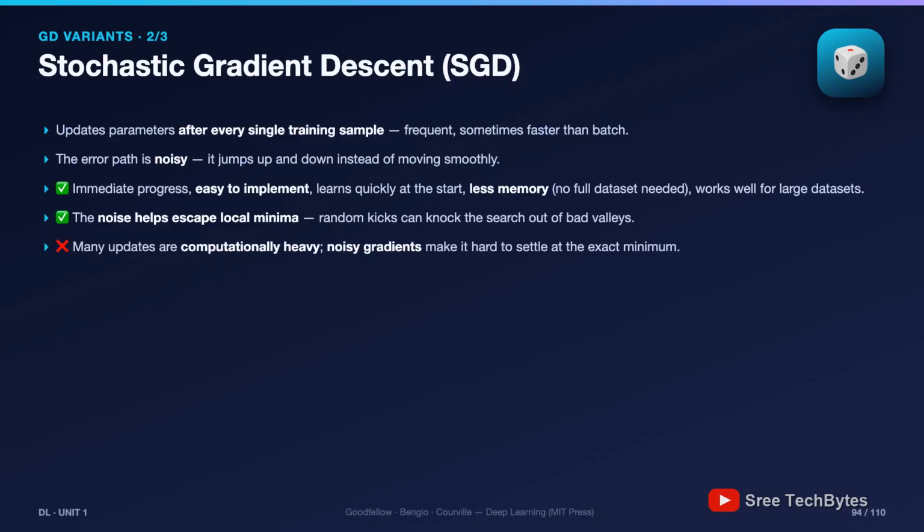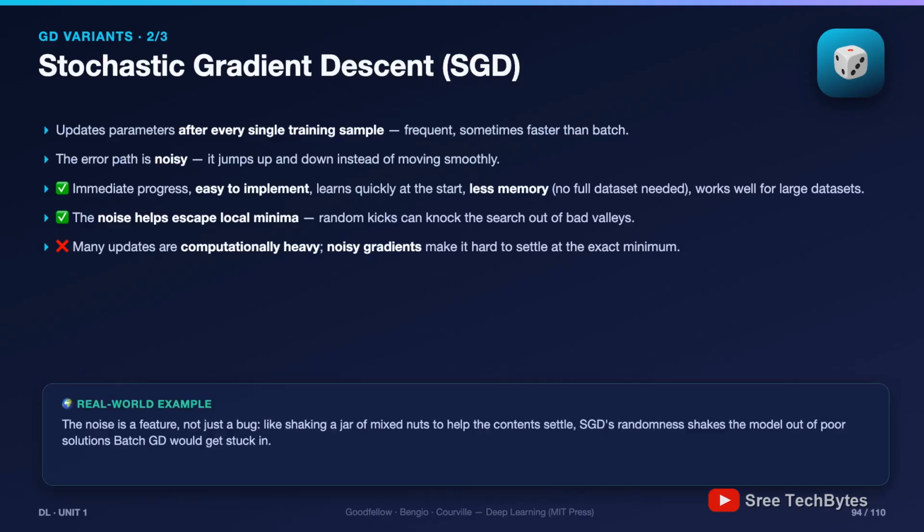Imperfection as a virtue. The honest costs: per-sample updates are computationally heavy at scale, and near the end of training, the same beloved noise prevents settling precisely at the minimum. Fast and jittery versus slow and smooth. Surely there's a middle path.